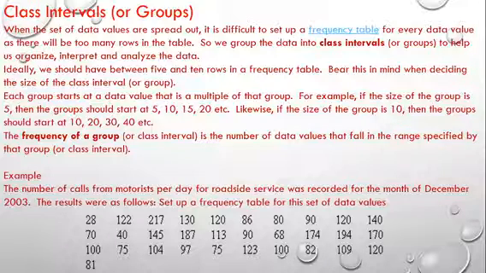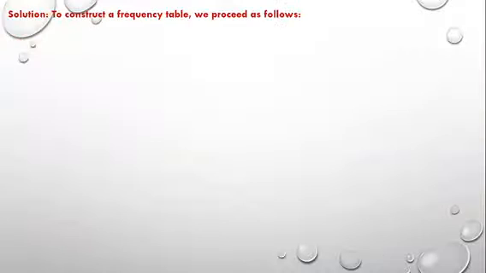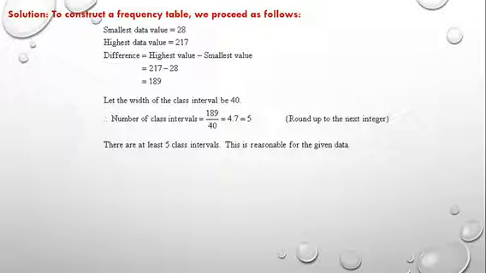So if you want to construct a frequency table for this kind of data, this is what you do. Now, the first thing you have to do is to know the range. Range is the difference between the lowest value and the highest value. You need to know how wide you're trying to go. You need to know how wide you're trying to capture, and then knowing that will give you a picture of what your class interval should be.